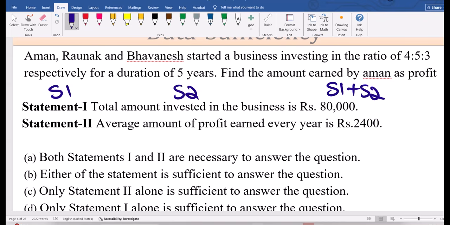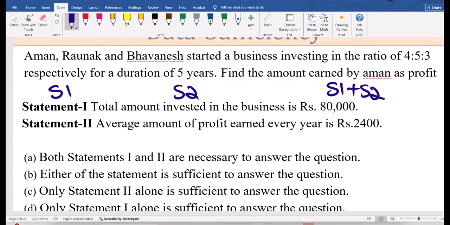How will profits be distributed? Profits are distributed depending on investment and timing. Timing is a constant 5 years, so now it depends only on investments. Investments are already given, 4:5:3. So now if you know the total profit or one of the person's profit, the other can be obtained.